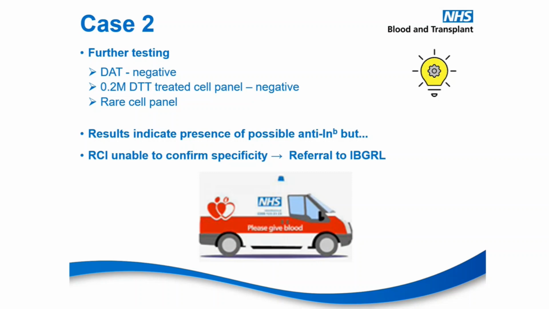So putting all these pieces of information together, we also have access to a rare cell panel. It's a panel of red cells that are negative for certain high frequency antigens. And we also have a couple of indicator cells on there in the form of cord cells and an In(Lu) cell. Those are cells that are weakened for certain antigens and come up stronger with other antibodies. So again, it's all indicators.